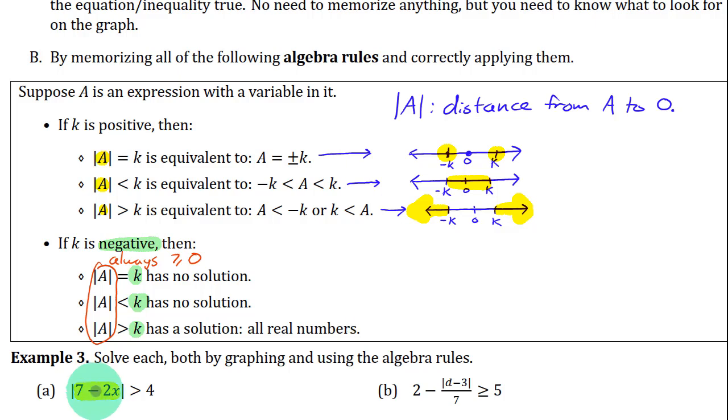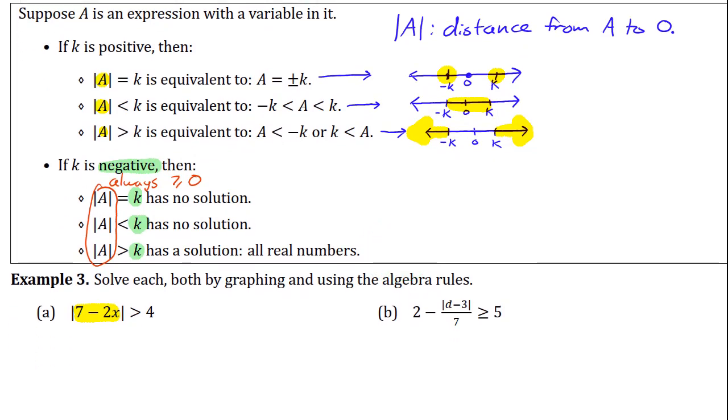All right, so let's look at this example. This one is saying that the distance from 7 minus 2x to 0 is greater than 4. So we're talking about this third situation here. Let's use the algebra rules to do that, and then we'll do it by graphing and see how much easier that is. So the algebra rules say this is going to be 7 minus 2x is less than negative 4, or 7 minus 2x is greater than positive 4.